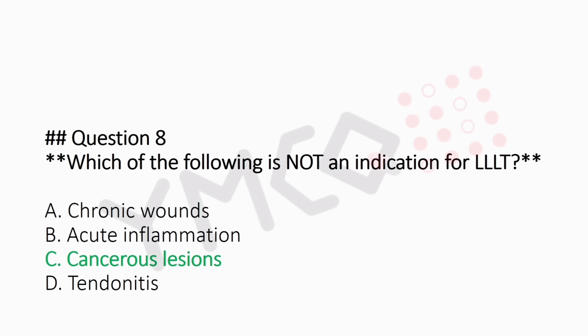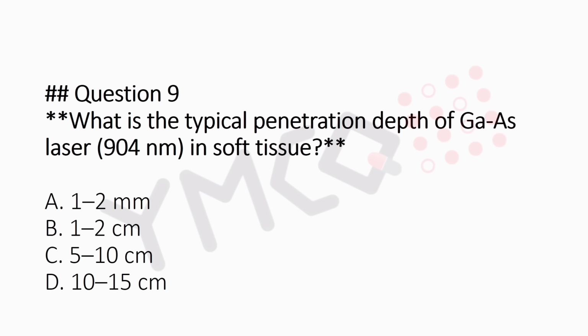Now let's move to question number 9. What is a typical penetration depth of gallium arsenide laser in soft tissue? Option A, 1 to 2 millimeters. Option B, 1 to 2 centimeters. Option C, 5 to 10 centimeters. Option D, 10 to 15 centimeters. And the answer is option B, 1 to 2 centimeters.